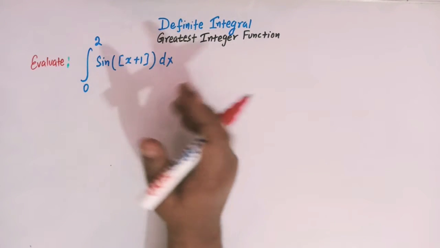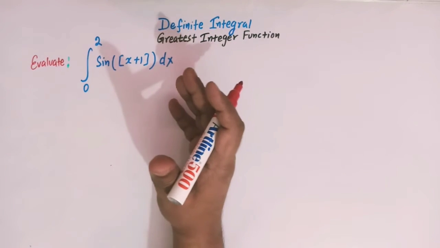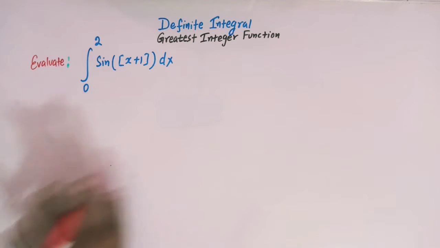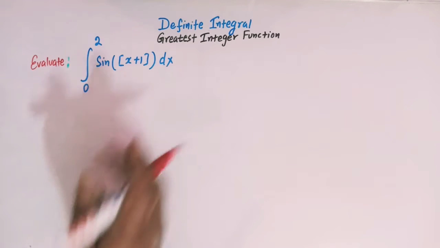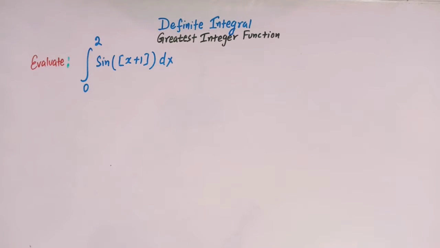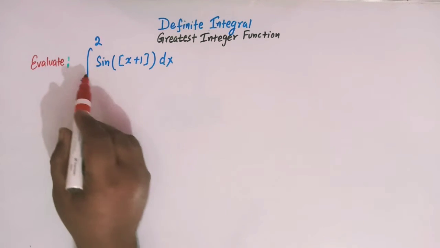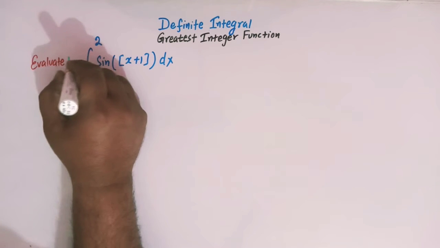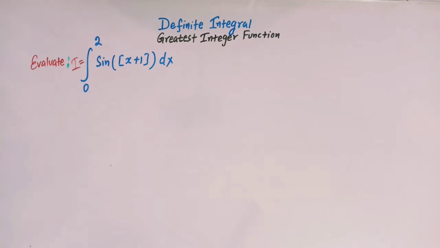So this problem is a very fundamental and elementary problem in definite integrals involving the greatest integer function. This is not a hard problem, we can solve it easily, but here we should know some properties of the greatest integer function in order to evaluate this integral. So let us start. Now here we can take this integral as I.